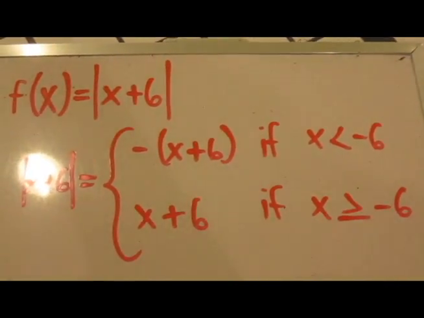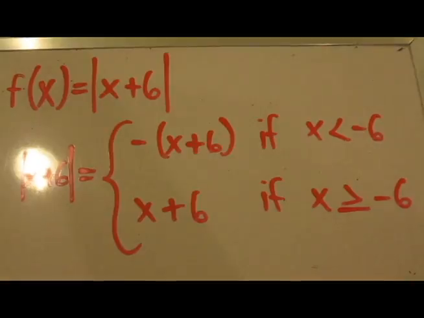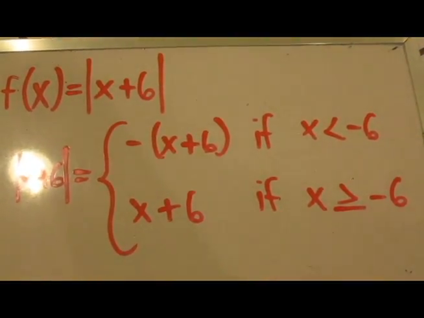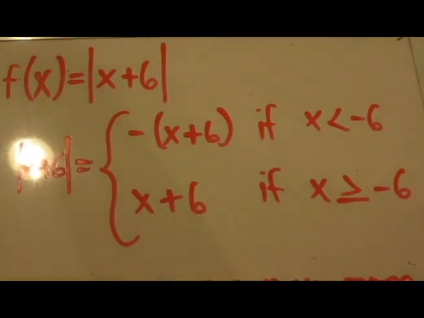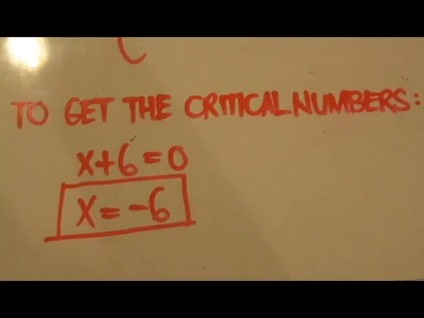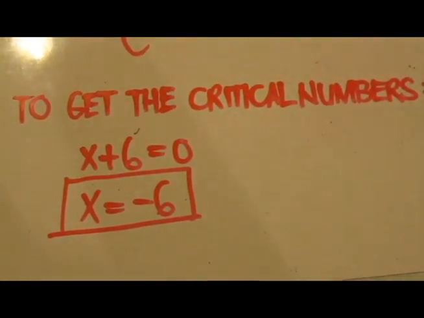For the first example, we are given the equation f of x is equal to absolute value of x plus 6. To obtain the critical number or numbers, we disregard the absolute value sign and equate the given to 0. Therefore, being x plus 6 is equal to 0, x equals negative 6.